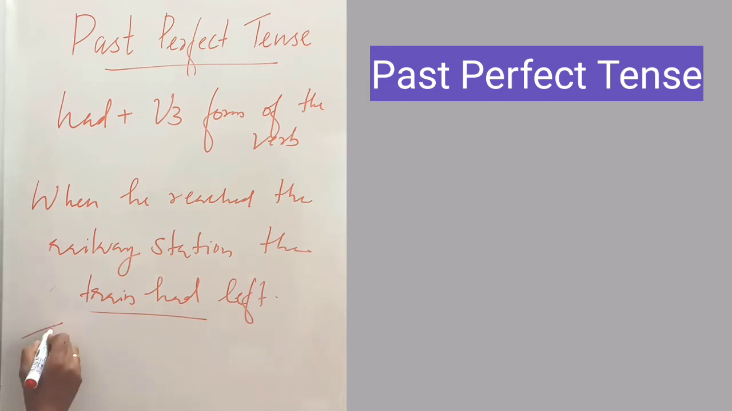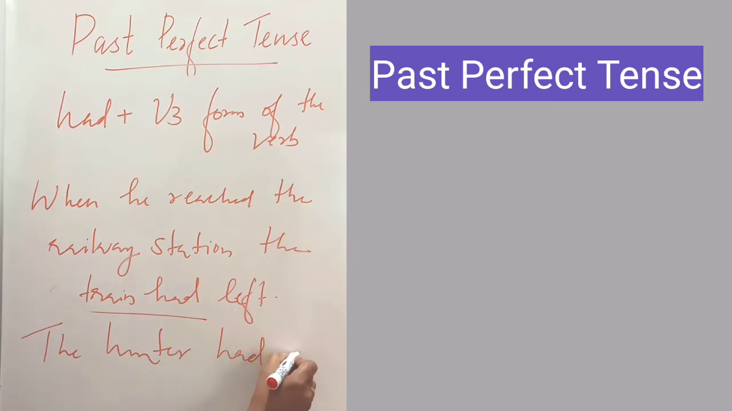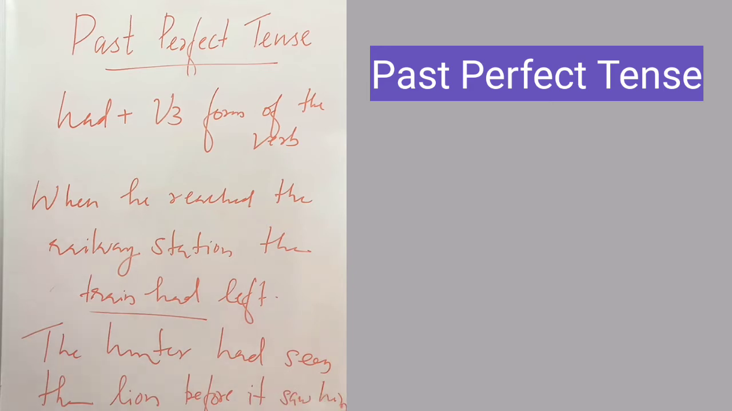The hunter had seen the lion before it saw him. Here the first action is the hunter saw the lion. Second action is the lion saw the hunter. So the first action can be denoted by using past perfect tense. The hunter had seen the lion before it saw him.